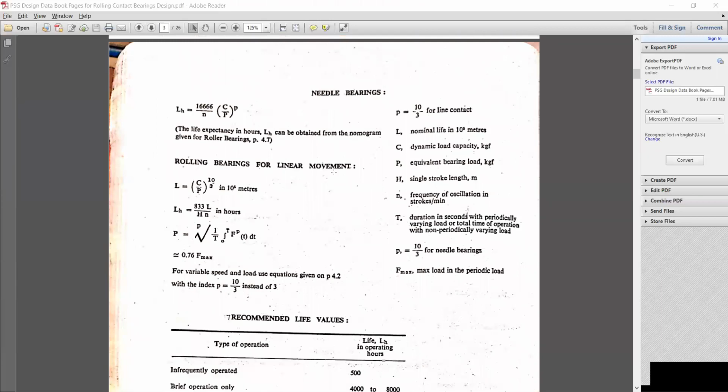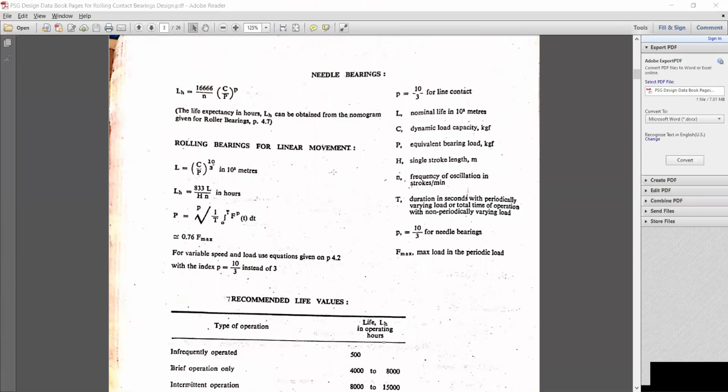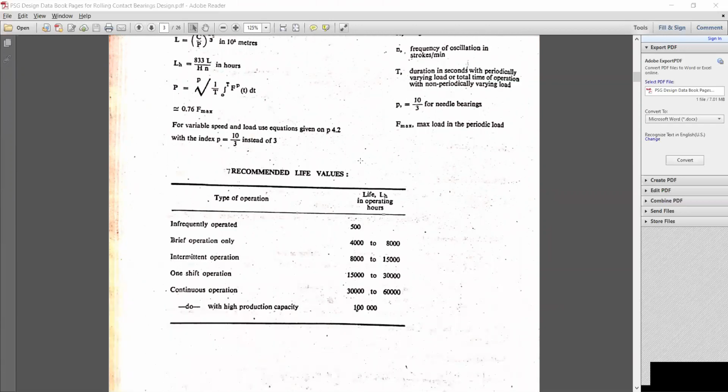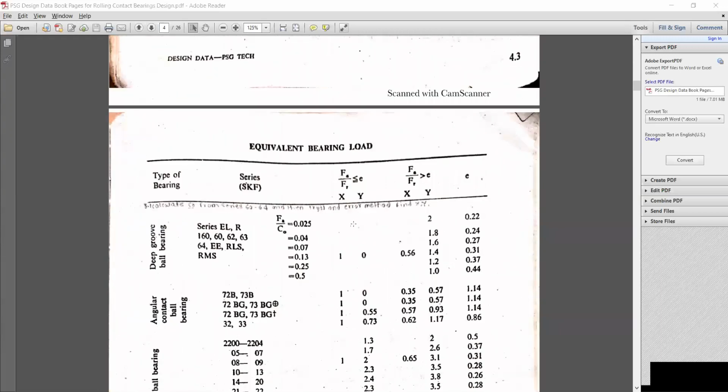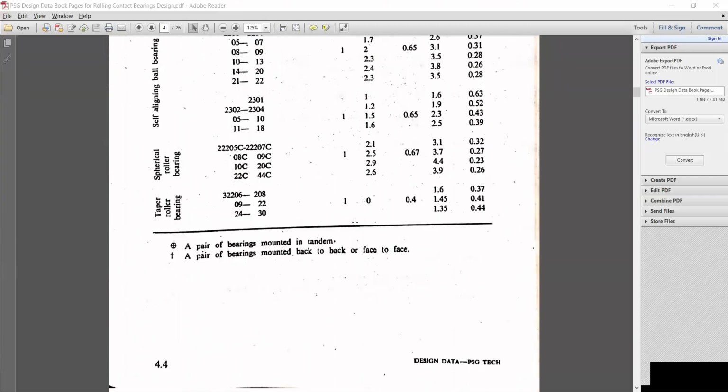On the third page, the remaining calculations from the previous page 4.2, the formulas related to roller and ball bearings, and on page number 4.3, the formulas are for needle bearings. Then recommended life values: if we need to assume some life of any bearing based on the application, you can choose the recommended or standard values from this table. Next page, page number 4.4.